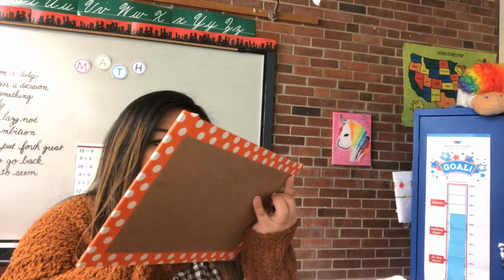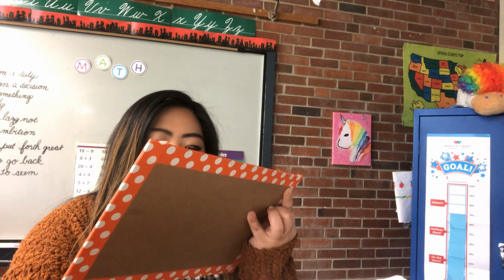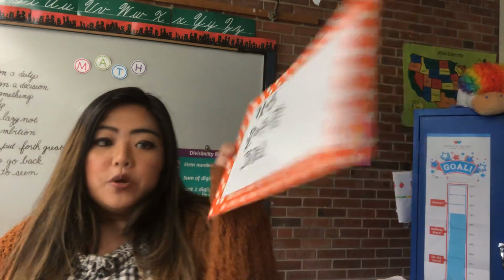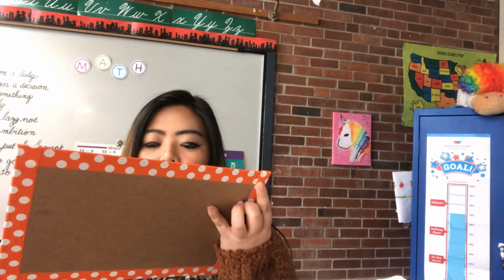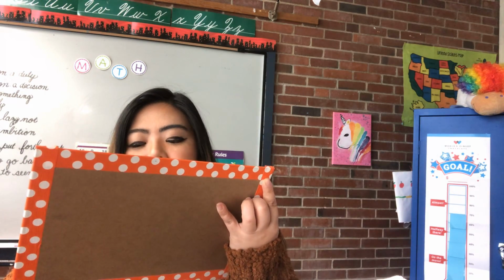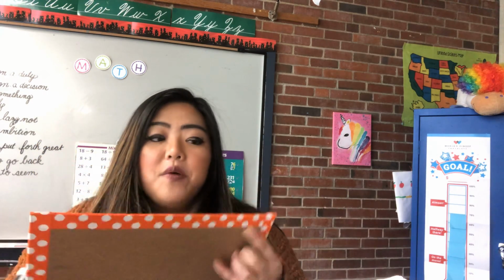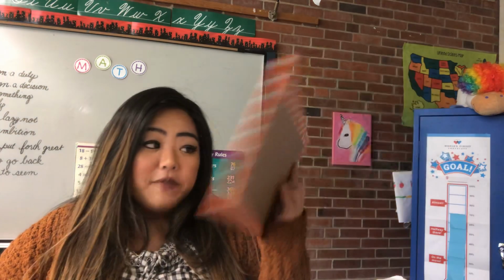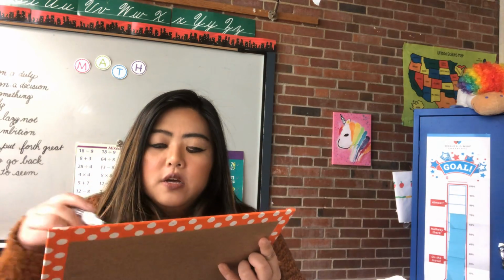Divide and you get 37.5. So the answer is that she works 37.5 hours per week. But that's not what it asked us, is it? It asked us, and we will put that answer down, but it asked us how much she works in 4 weeks. So now we take this number and we have to multiply it by 4.